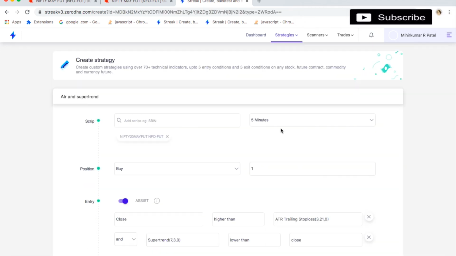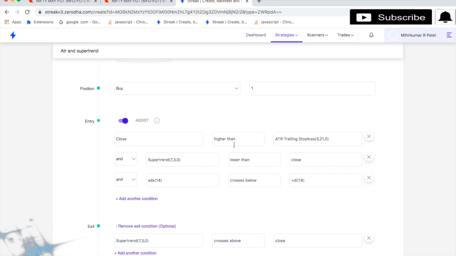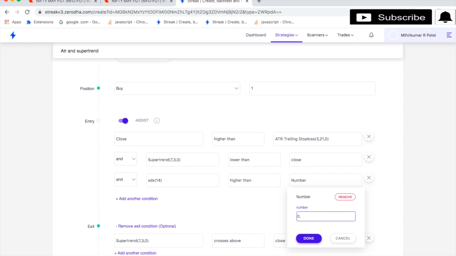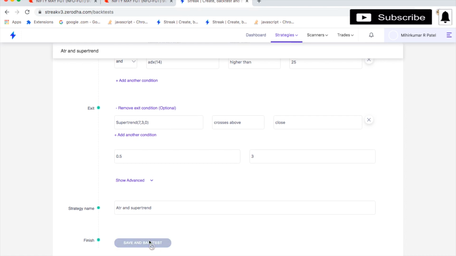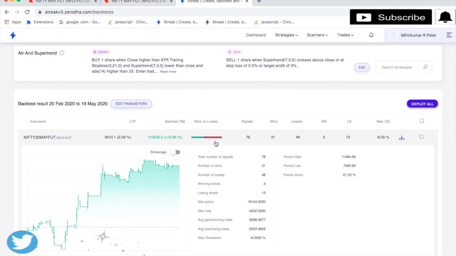Now in order to reduce them, I am going to use ADX. Normally if you are using TTL, then you can take entry, but I am going to check also that the ADX value is higher than 25. Save and backtest. Now signals are generated very less, around 78. So you can say one signal per day, 1 to 2 maximum, and 31 wins.